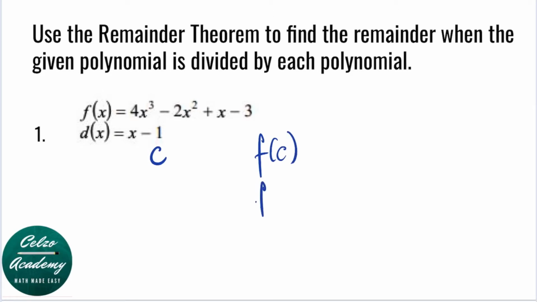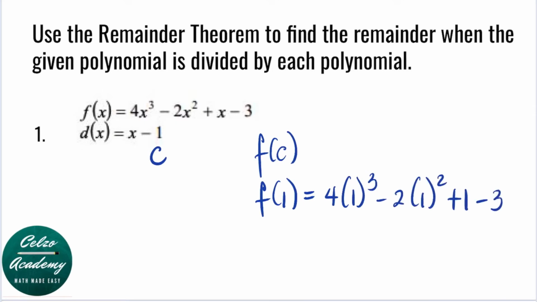So we will find the value of f of 1, which means we need to substitute 1 to the x in our f of x. So that becomes 4 times 1 to the third power minus 2 times 1 squared plus 1 minus 3. Simplifying this, 1 to the third power is 1 times 4 is 4. Next, we have 1 squared is 1 times 2 is 2. So we have minus 2 plus 1 minus 3.